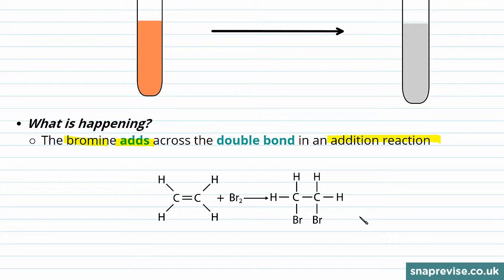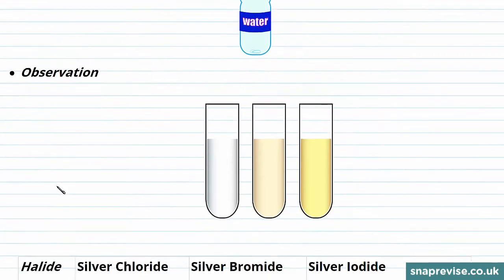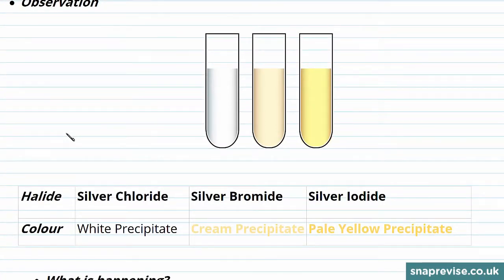So now we've taken a look at the test for unsaturated hydrocarbons, let's take a look at the test for haloalkanes. For this test, we require silver nitrate, ethanol and water. And what we see is that for each of the different haloalkanes, we'll observe a slightly different precipitate forming. With silver chloride, we would expect a white precipitate to form. With our silver bromide, we'd expect a cream precipitate, and with silver iodide, a pale yellow precipitate forming.